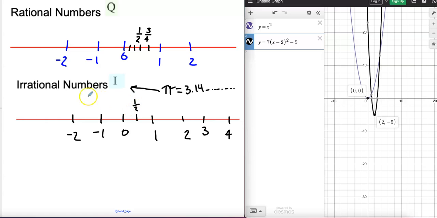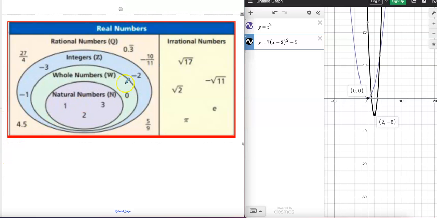Numbers that can't be written as a fraction, we call irrational numbers, which we'll talk about some more. Then we know that all these numbers we talked about, first we started off with natural numbers, then we got into whole numbers, then integers and rational numbers, and then we have some irrational numbers over here. And as you see, you have some examples there.